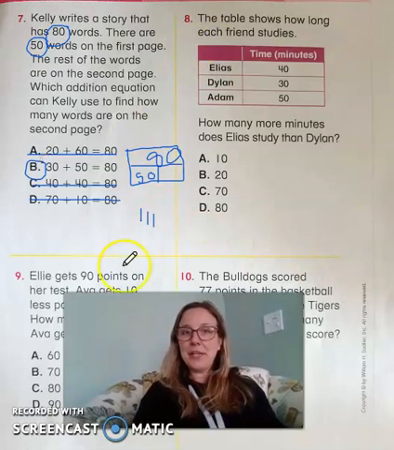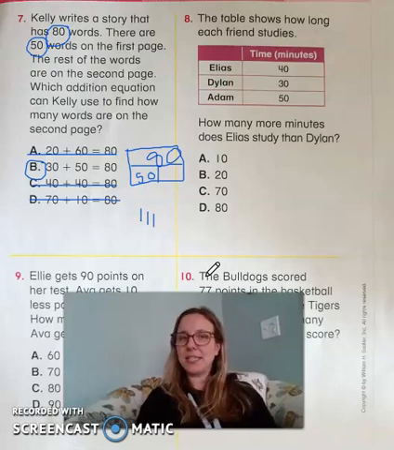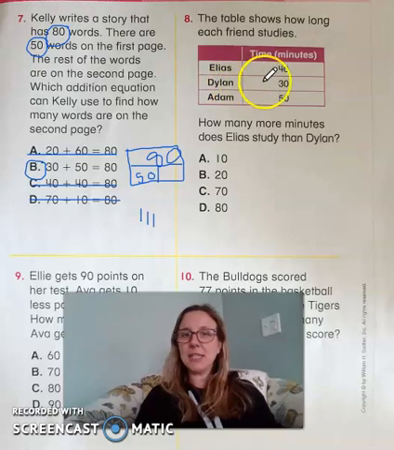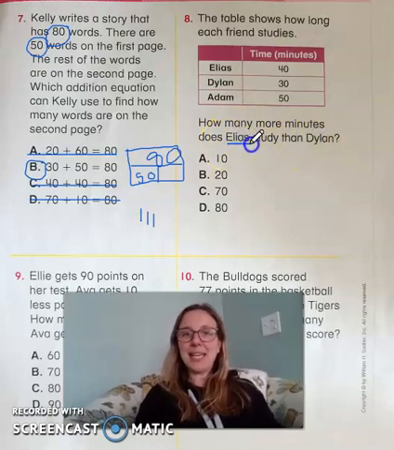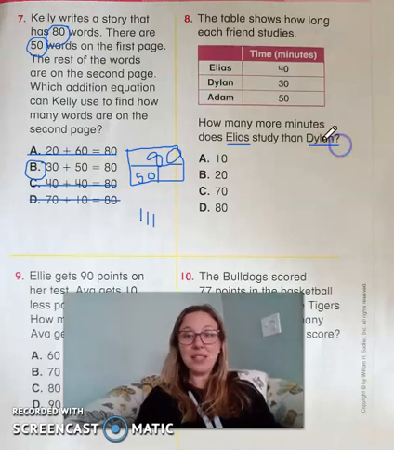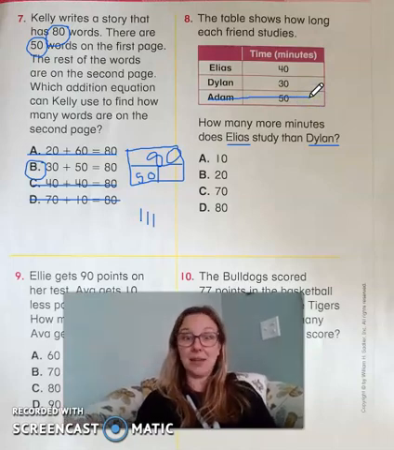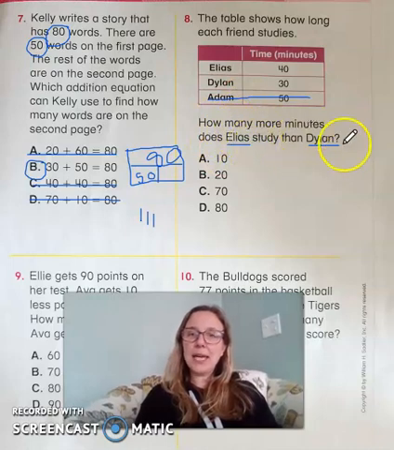Now we're going to take a look over here at number 8. Looking at this table, it says the table shows how long each friend studies. So Eli studied for 40 minutes, Dylan studied for 30, and Adam studied for 50. So how many more minutes does Eli study than Dylan? So we're looking at Eli and Dylan. So for this problem, we don't even need to look at how many minutes Adam read because they're not asking us about Adam, okay? So we're going to be comparing Eli and Dylan.